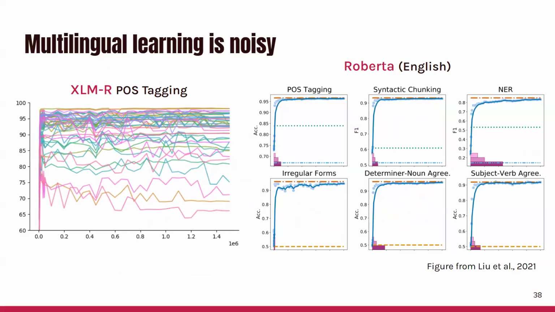And this is a specifically unique thing to multilingual modeling. If we look at similar experiments done for RoBERTa on English, you can see that for part of speech tagging and many other linguistic features, the knowledge is acquired and then held relatively stable in the model. So you don't see these large fluctuations that we do in the multilingual setting.